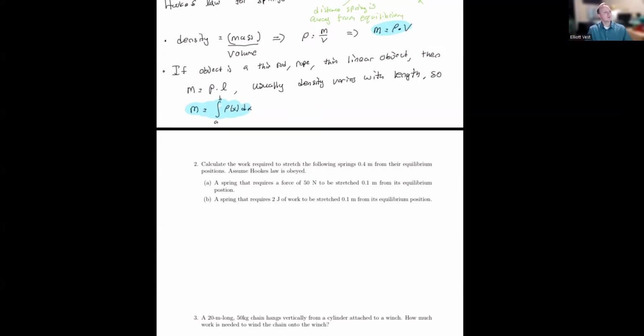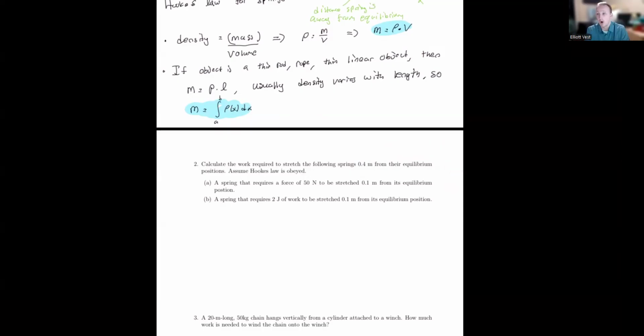So, calculate the work required to stretch the following springs 0.04 meters from their equilibrium positions, and assume Hooke's law is obeyed. One thing to make sure of in homework problems and stuff like that: always make sure you're working in meters. If you have a homework problem that has 10 centimeters, that's really 0.1 meters, right? And if you start working in centimeters and just doing all the stuff you normally do, you're going to be off by a certain factor of 10, because these formulas only work when you're working with the right units.